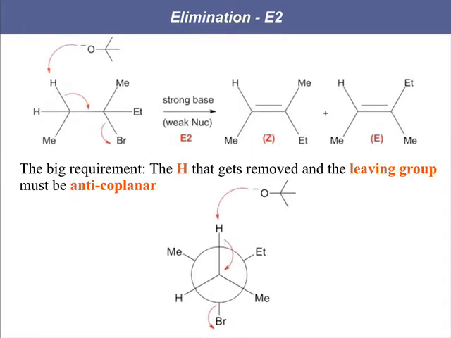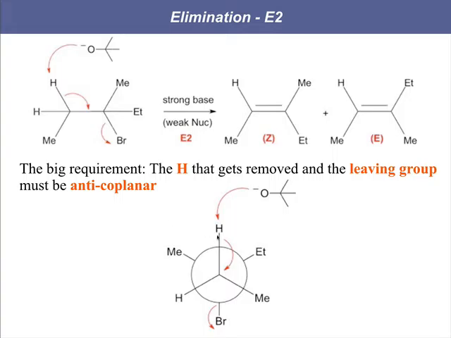There is one major requirement for the E2 mechanism to occur, and that is that the hydrogen that gets removed by the base and the leaving group that leaves, in this case the bromide, must be what we call anti-coplanar to one another. That basically means that they have to be anti to one another in the Newman projection and in the same plane. So 180 degrees from one another.